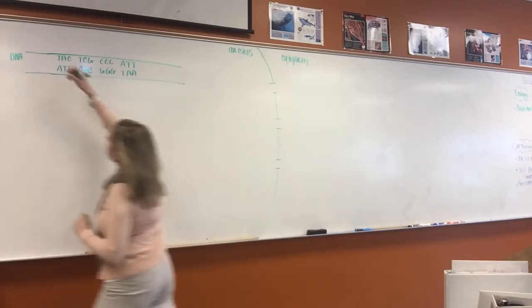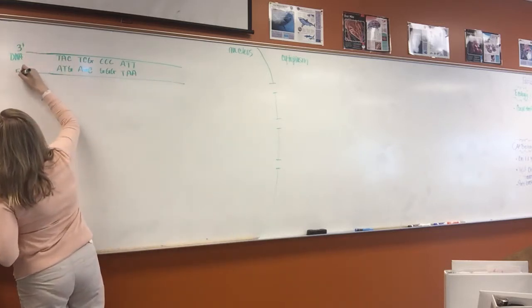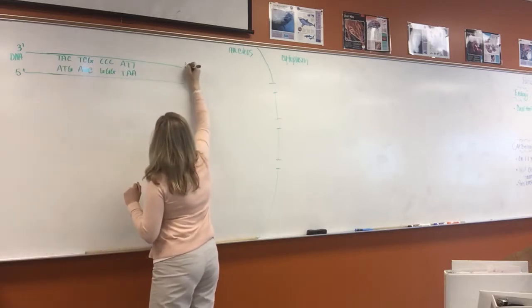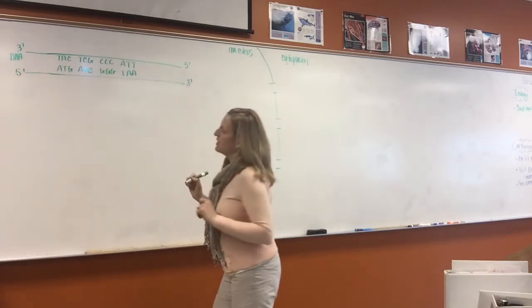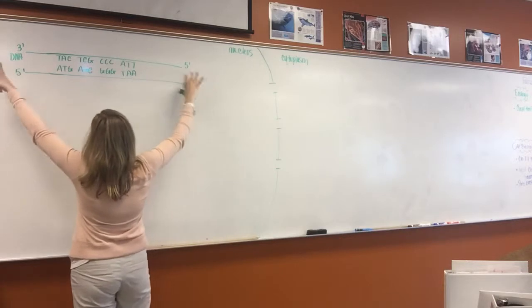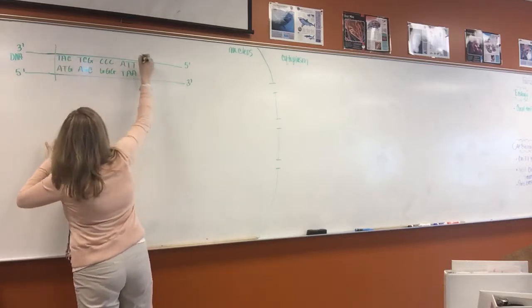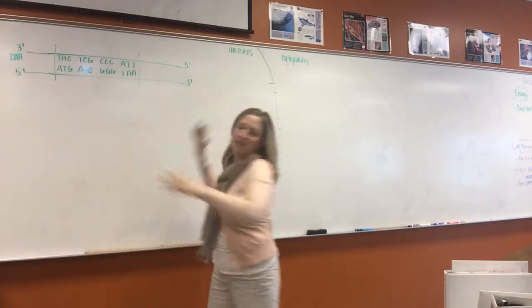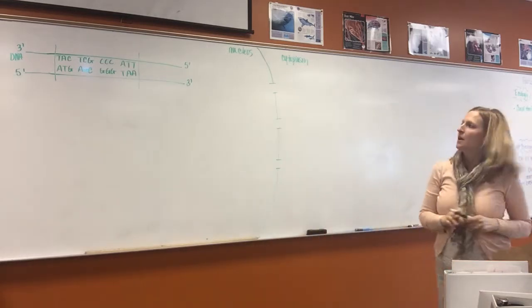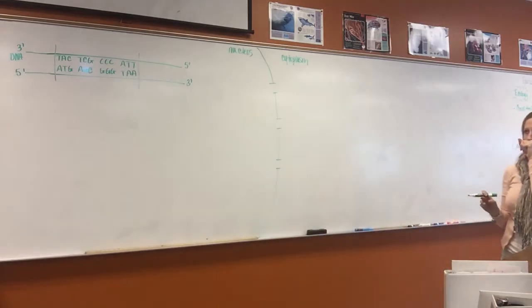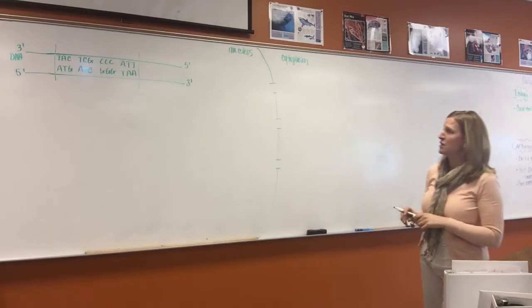And let's put the 5 and the 3 prime. So 3 prime, 5 prime, 5 prime, 3 prime. So it's anti-parallel. Notice I have pieces of DNA hanging out here because I want to show you that your gene is just a segment of that DNA. Okay, so that's where our DNA is.